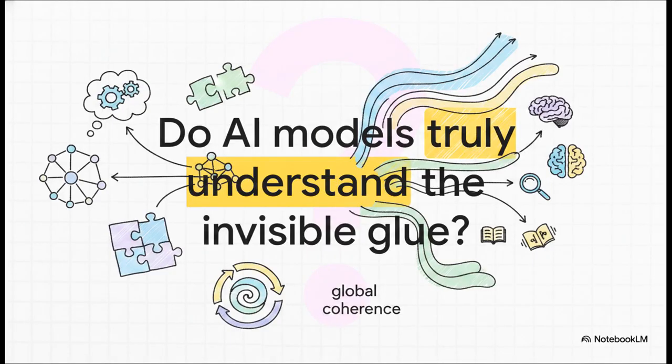Which leaves us with a pretty wild question to wrap up this explainer. Today, when a modern AI chatbot writes a flawless, perfectly structured, multi-paragraph essay for you, does it actually understand this invisible glue? Does it know it's using global coherence, discourse connectives, and entity centering? Or is it literally just the world's most sophisticated puzzle solver, mathematically predicting the next most likely piece without ever truly seeing the final picture?